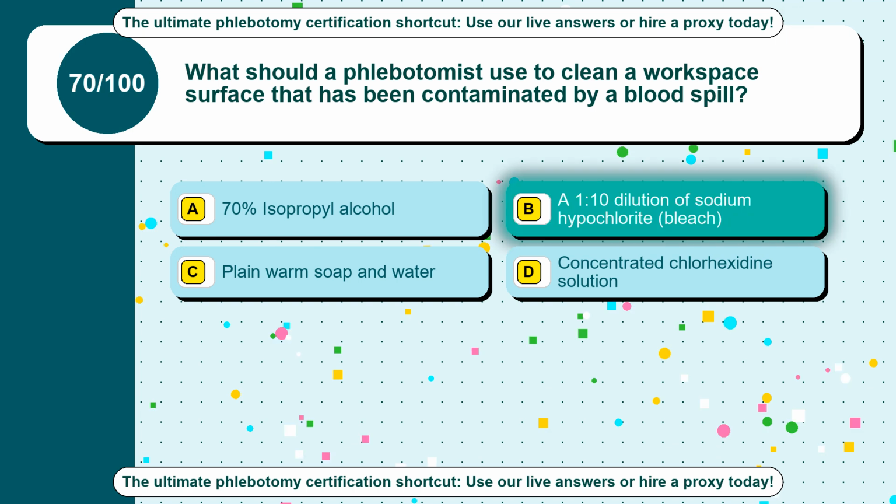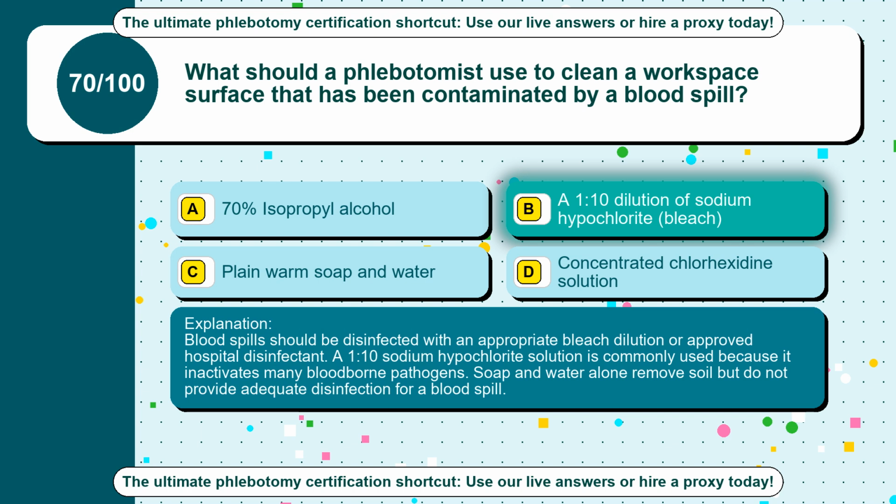The correct answer is option B. A 1:10 dilution of sodium hypochlorite, bleach. Blood spills should be disinfected with an appropriate bleach dilution or approved hospital disinfectant. A 1:10 sodium hypochlorite solution is commonly used because it inactivates many blood-borne pathogens. Soap and water alone remove soil but do not provide adequate disinfection for a blood spill. Question 71.